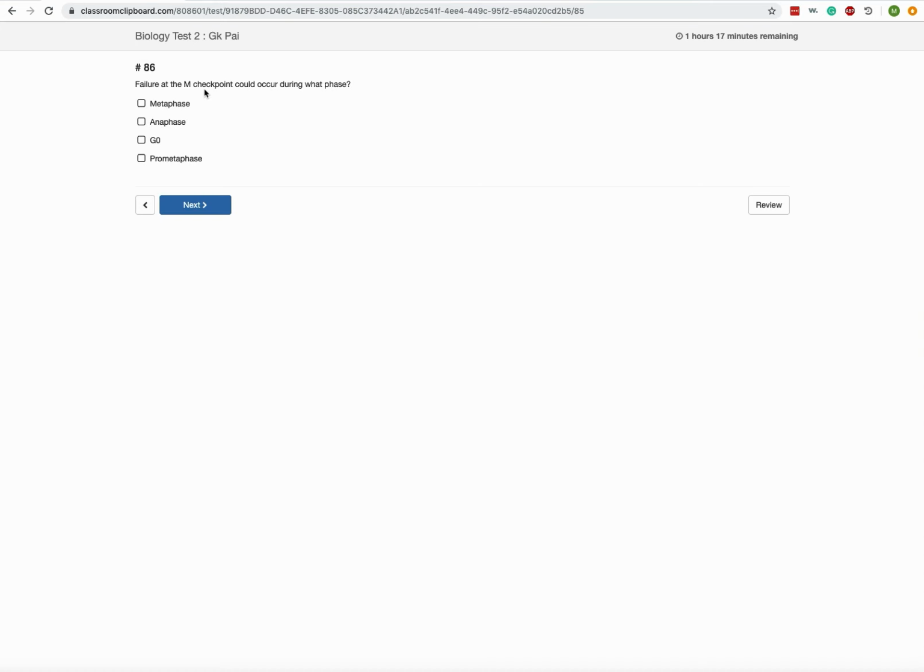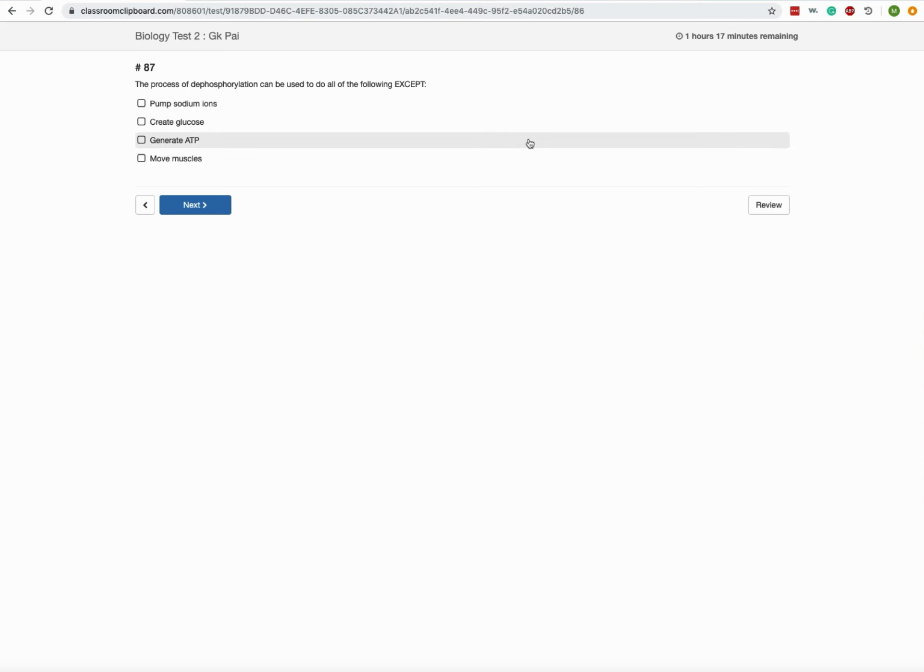Failure at the M checkpoint could occur at what phase? That would be metaphase, because it makes sure that all the chromosomes are aligned properly. That's the purpose of the M checkpoint. So M checkpoint, metaphase, they both start with M.